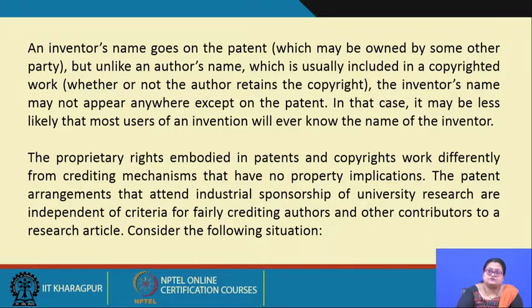So, when you are talking of patent, it may be like the arrangement between the industry sponsoring some research work, and that has independent criteria rather than crediting the authors for the copyrights and all. So, for the research article, these have two different implications. That will become more evident when we talk of the following situation.